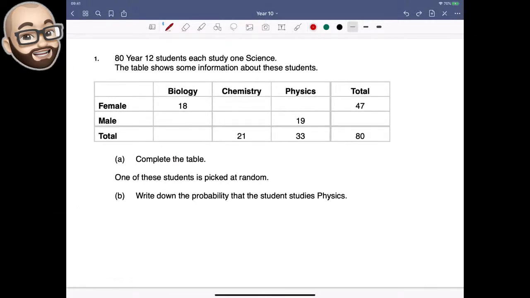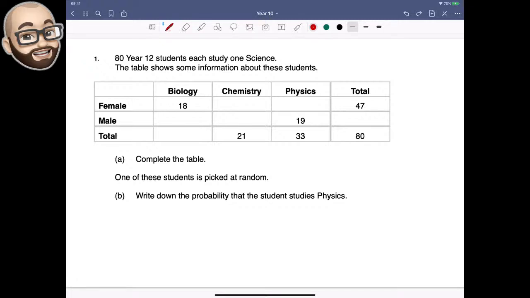So a two-way table just looks like this. It says 80 year 12 students each study one of the sciences. The table shows some information about these students. Here's an incomplete table. Part A is complete it. And then there's a probability question based on your final table. Half the time you don't actually need to complete the table in order to work out part B, because if you mess up your answers for part A, you're going to mess up your answer for part B.